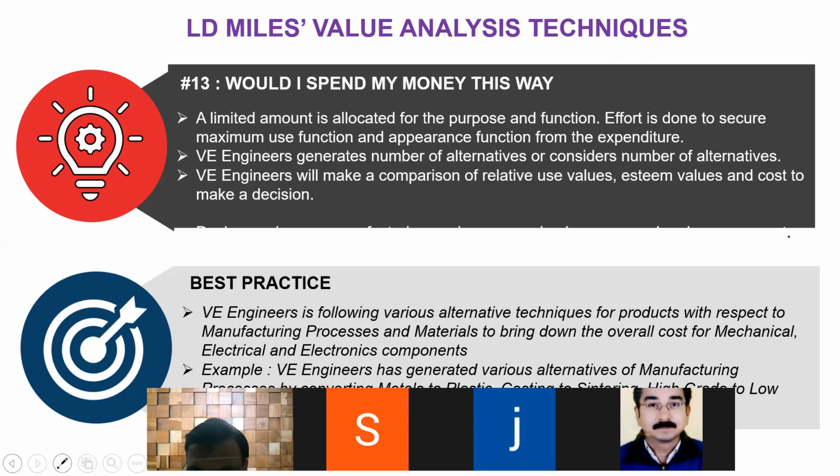Always look for alternative techniques for your process, with respect to your stage-by-stage operations, on how you can bring down the overall cost. This is what you can look into. So these are the 13 techniques.